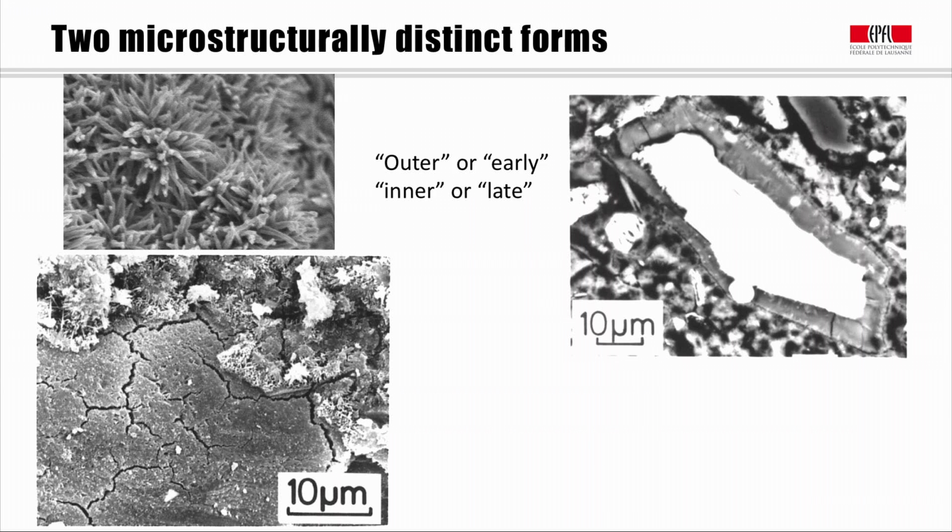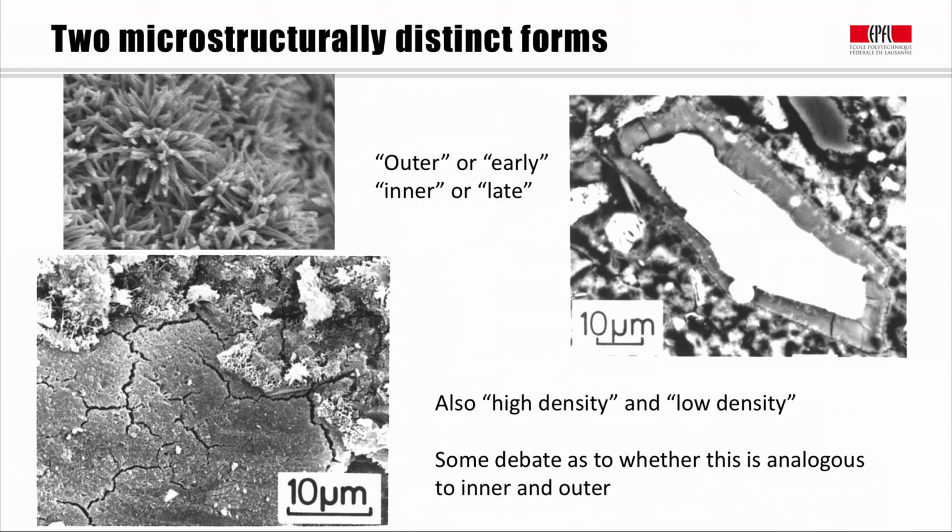Now, those of you who have looked in the literature somewhat may also have noticed these terms high density and low density. Of course, from a simplistic point of view, we can say that the inner product is clearly high density, and certainly in the initial stages, the outer product is low density, but there's still quite a bit of debate as to whether we can make a direct analogy between high density and low density and inner product and outer product. So that's still something under discussion, but these two different forms are quite clear.